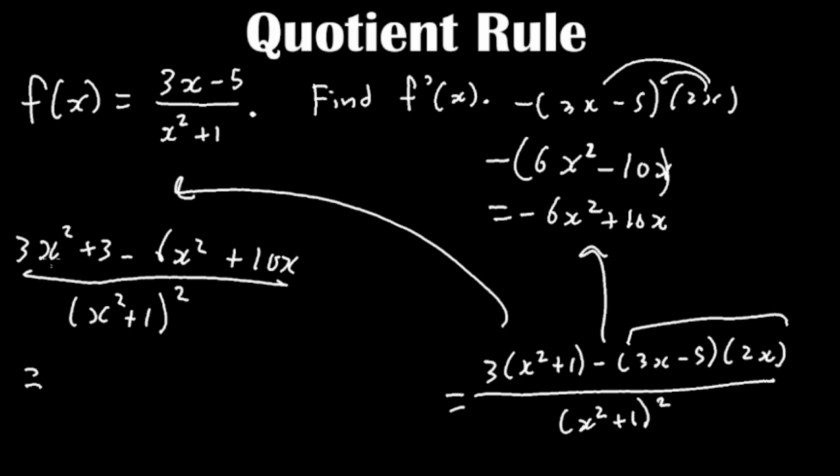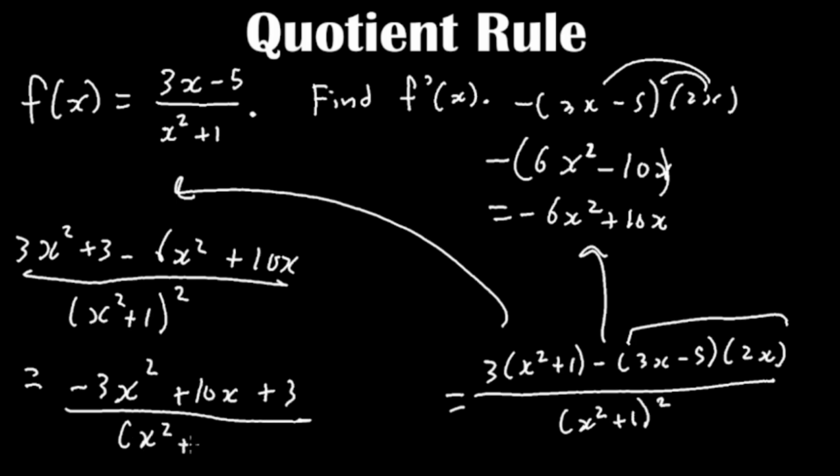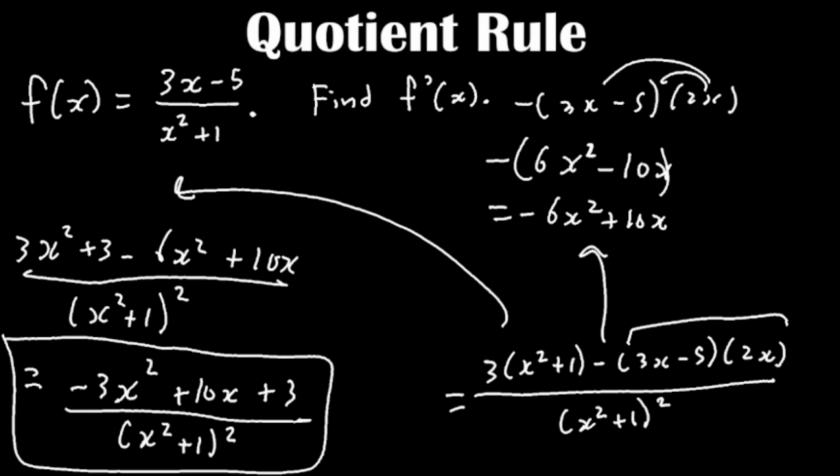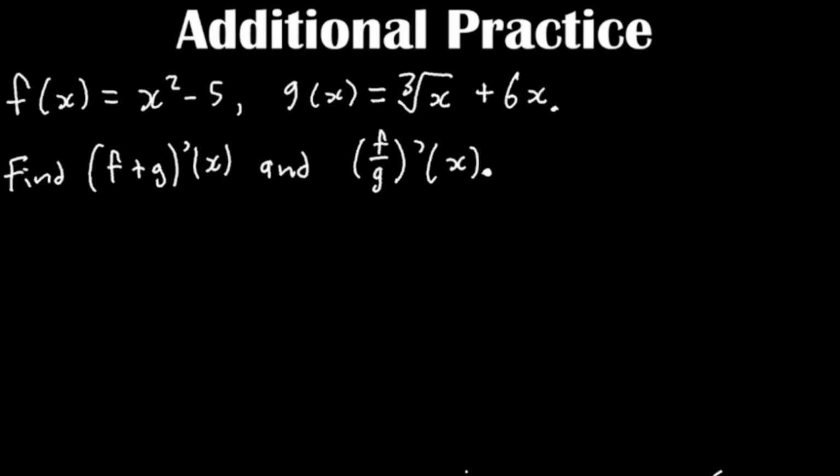So that is 3x squared minus 6x squared. That's minus 3x squared plus 10x. I'm going in order of power. Plus 10x plus 3 over x squared plus 1 squared. And that is our final answer. We could have left it like in this form, but it's kind of neater in my opinion, and it looks a little unfinished just leaving it like that.